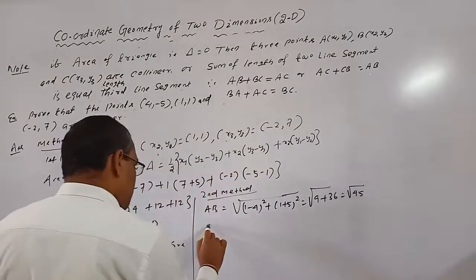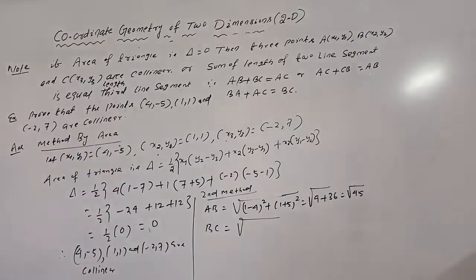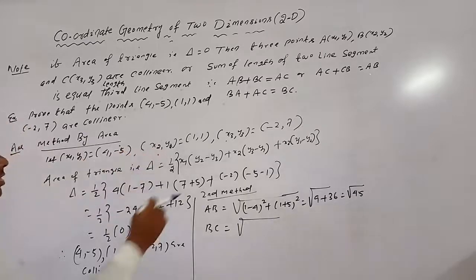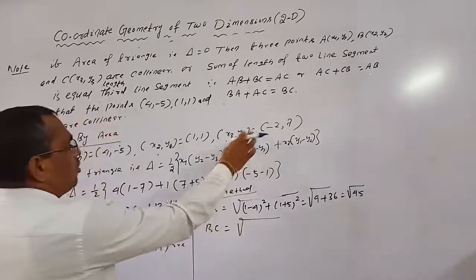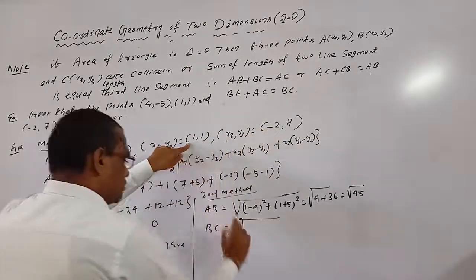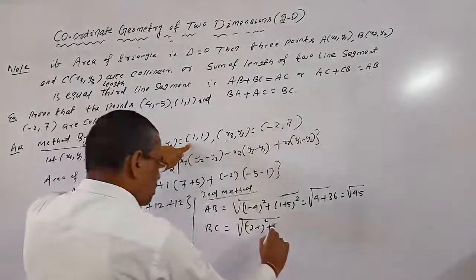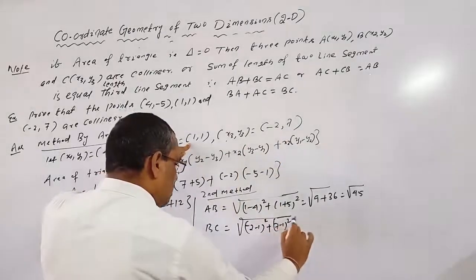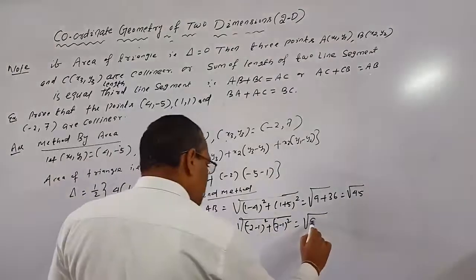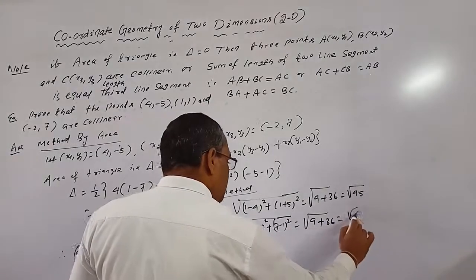Okay, B. Then BC. So BC means distance BC. Let the points be A (x1, y1), B (x2, y2) and C (x3, y3). BC is the square root of the x-coordinate difference squared, (-2 - 1) squared, plus (7 - 1) squared. So that is (-3) squared, 9, plus 6 squared, 36, which is again 45.